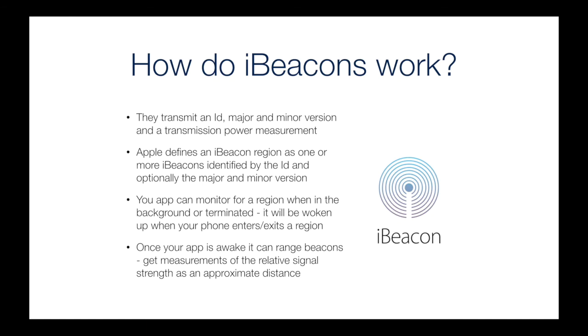Now, the way you interact with a beacon is through a beacon region. Similar to how with Core Location you have geographic regions, you can also define a beacon region. That is defined as all the beacons that have a specific ID, and then optionally a major and minor version number. So you can create a region for one ID and have 20 beacons that transmit that ID, and all those beacons would be considered one region. Or you can have 20 beacons each with the same ID but different major and minor version numbers, and you can have one region per beacon.